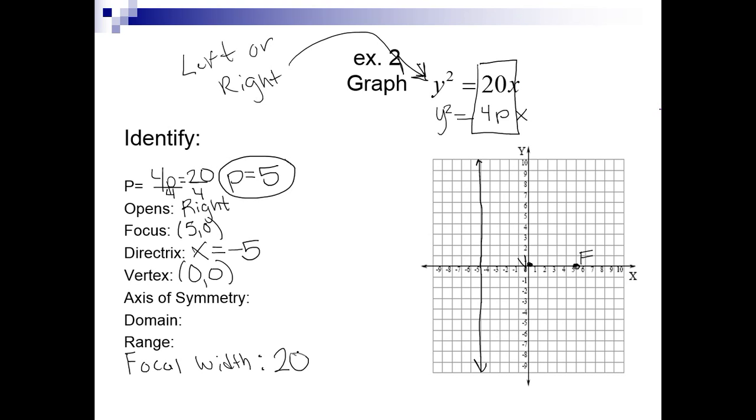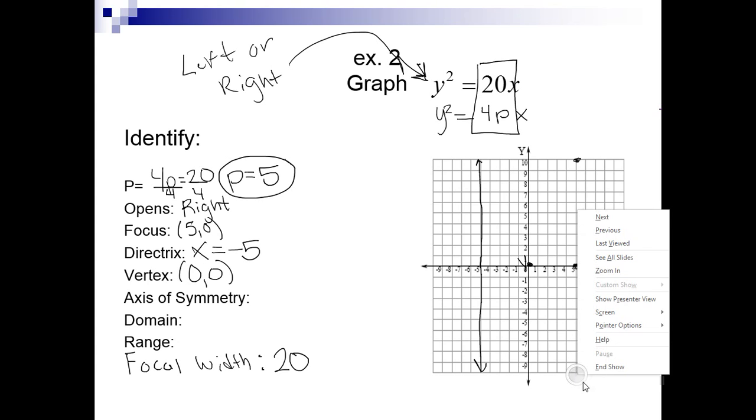So I know around my focus, I need to have 20 units, to the left and to the right together make 20. So I know I need to be 10 to the right and 10 to the left. So I know my 2 points need to be 10 away from the focus. So I have 1, 2, 3, 4, 5, 6, 7, 8, 9, 10. I'm 10 away from my focus right now. Now, other way around. 1, 2, 3, 4, 5, 6, 7, 8, 9, and 10 away from my focus.